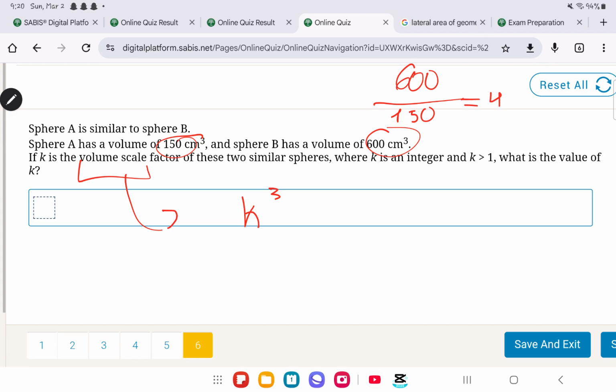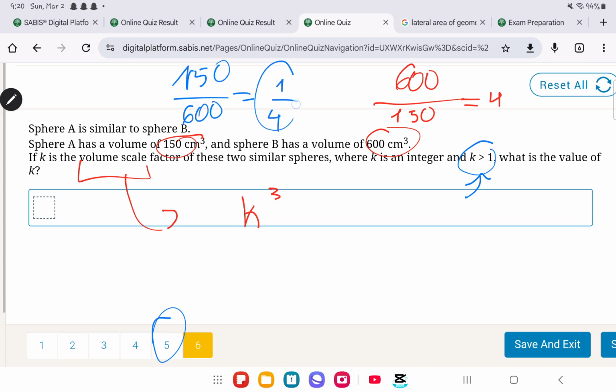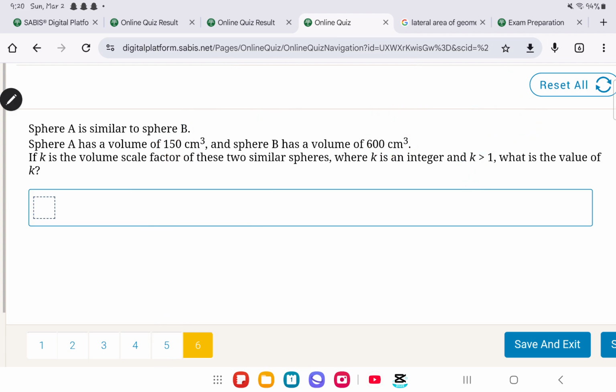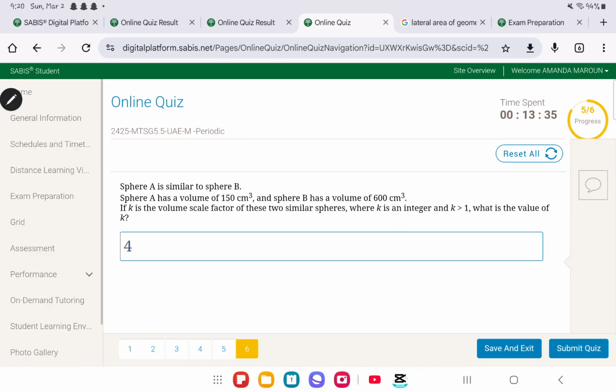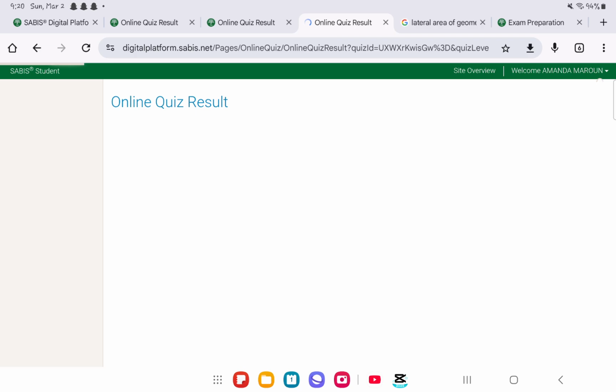Now, something I did not pay attention to in the previous question, question 5. Pay attention here. K is greater than 1, so you could do 150 over 600, but you're going to get 1 over 4. 1 over 4 is definitely less than 1. So if they need K greater than 1, you are going to take the bigger number, which is 4. So let's submit, and hopefully there are no mistakes. And thank God there are no mistakes.